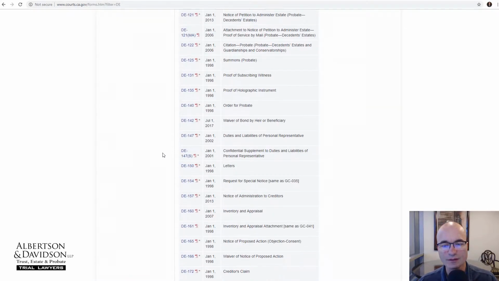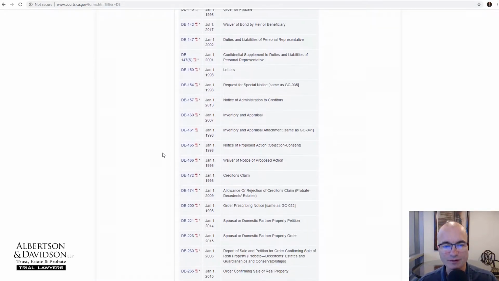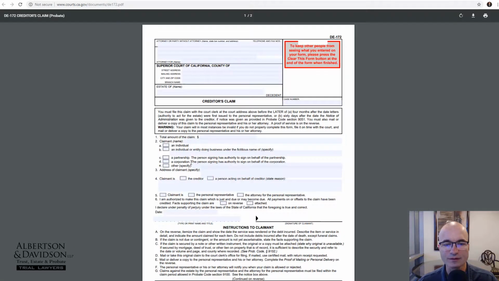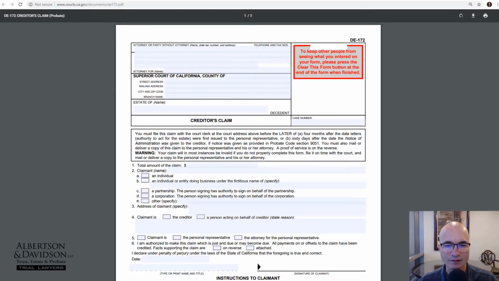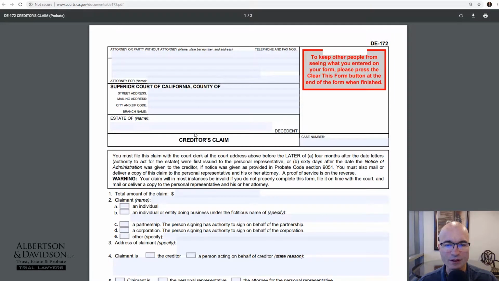Now let's see what the creditor is going to file in response to that. So if a creditor receives that, this is then the creditor's claim. So this is a claim form that the creditor must file if they want to make a claim in the estate. It's form DE 172.